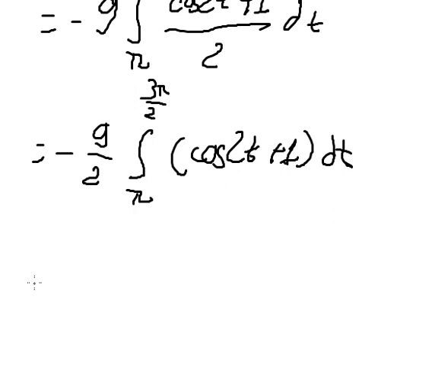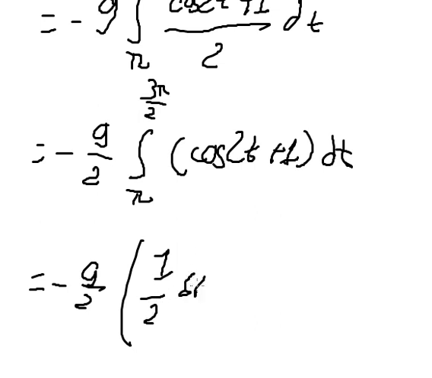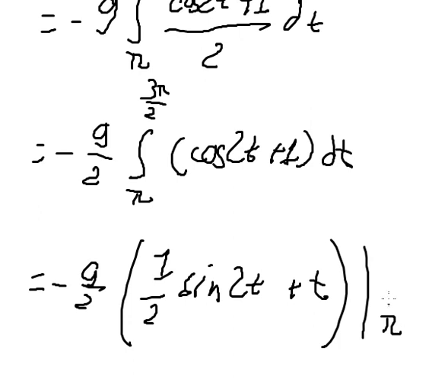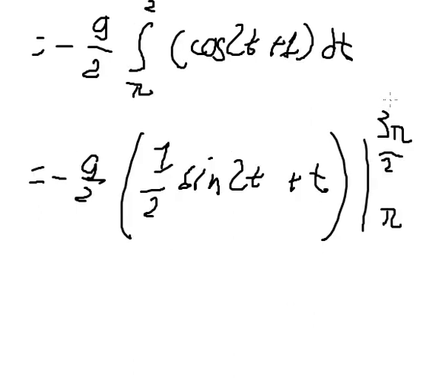And we have the final answer. The integral of cosine 2t, we have 1 over 2 sine 2t. The integral of 1, we have t. We put 3π over 2 here, π here. And we have the final answer. So we have negative 9π over 4. This is the end. Thank you for watching.